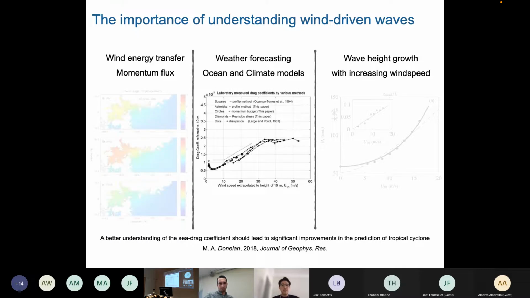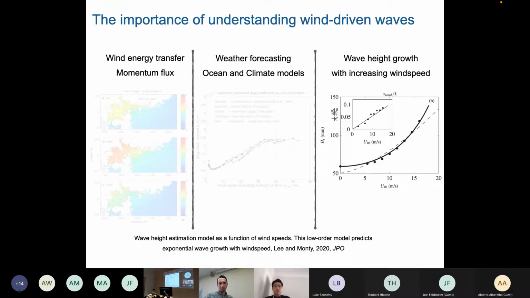Also, Donnelan 2018 stated that having a better understanding of the sea drag coefficient as a function of wind speed will improve the prediction of tropical cyclones and their associated effects. More recently, as we know that the turbulent wind input directly affects the wave height growth rate, we conducted a laboratory experiment to study the wave growth rate of the sea state wave field under various wind inputs, and showed that there's an exponential growth rate of the wave height as wind speed increases. This result is further discussed in Lee and Monty 2020.